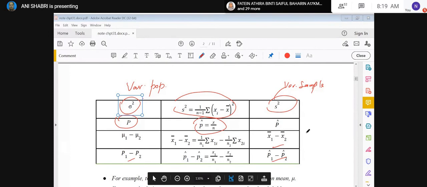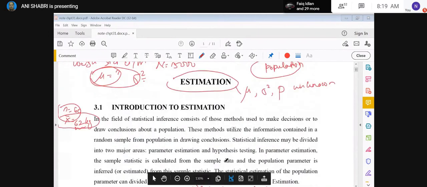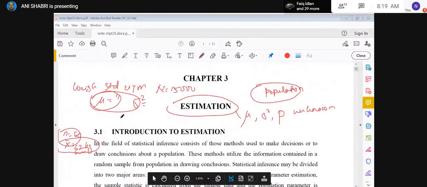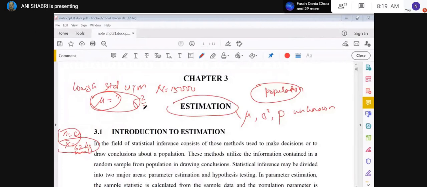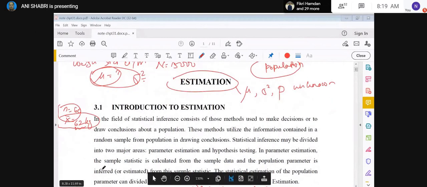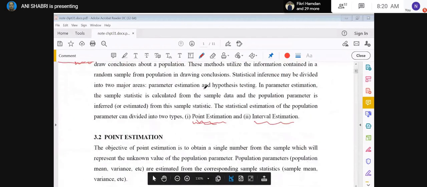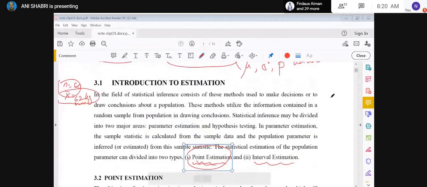Okay, understand? Faham tak benda ni? Jadi dalam population memang kita tak tahu nilai mean, variance ataupun P. Jadi kita boleh anggarkan berdasarkan sampel saja. If you see this one, just one value, we call this the point estimate. And one more, we call this interval estimation.